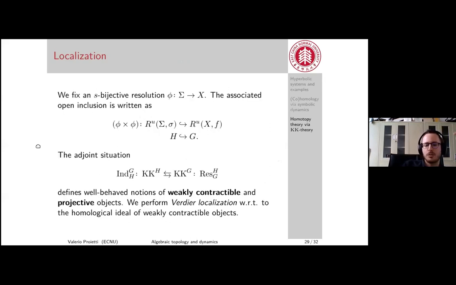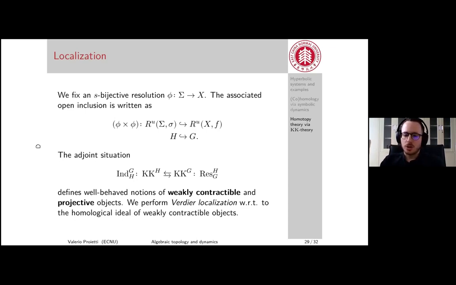I have again this s-bijective resolution Σ to X. And then, as I said before, this was my second observation. I get R^u(Σ), which will be called H, and R^u(X), which will be called G. So I will view H inside G as an open subgroupoid. Now, again, as it was for sheaves, I get this adjoint situation. What I can do with this is start doing relative homological algebra. So I can define weakly contractible objects and projective objects. A weakly contractible object is something in KK^G such that after restriction to KK^H becomes contractible, and a projective object will be a retract of an induced object.